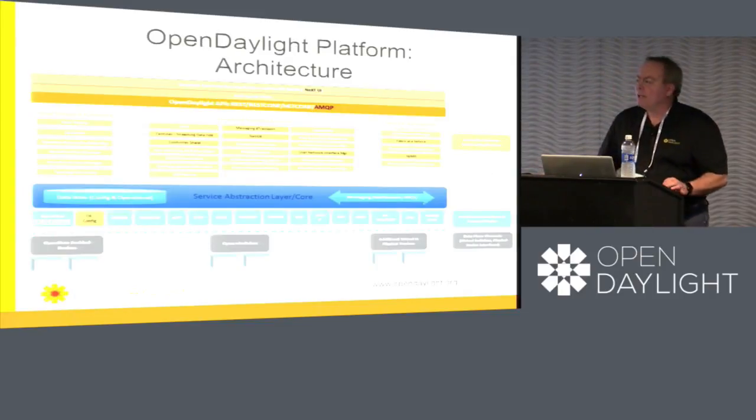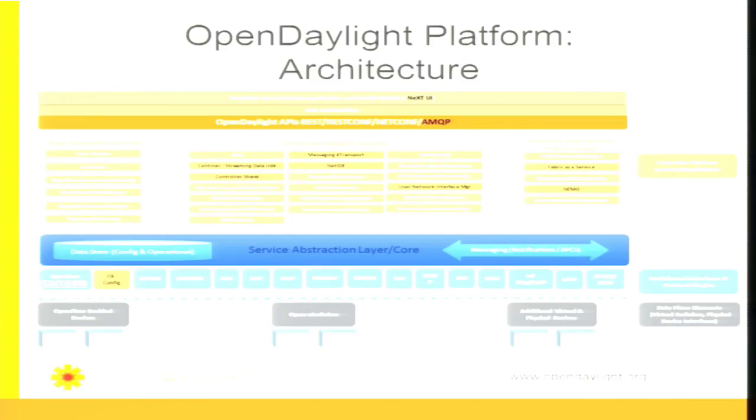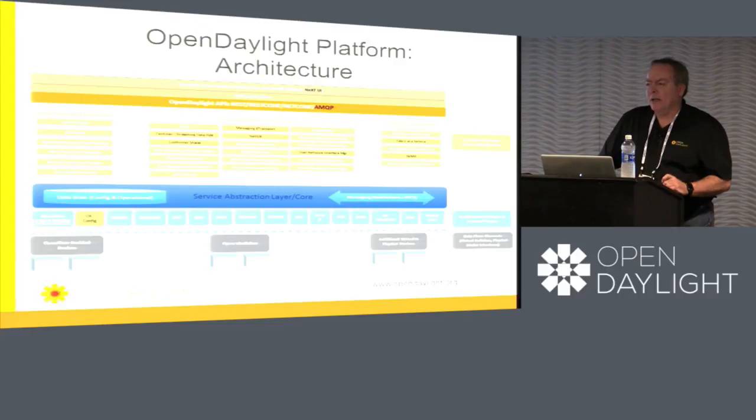The fundamental architecture of OpenDaylight is one where we have a northbound API set. You can write your applications as external applications that are interacting with OpenDaylight through REST. We've also, as well as RESTconf, NetConf, and with the Beryllium release, we've added a project called Messaging for Transport that in Beryllium is supporting AMQP.